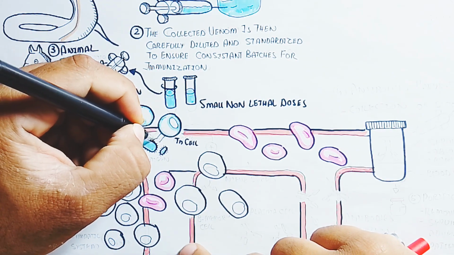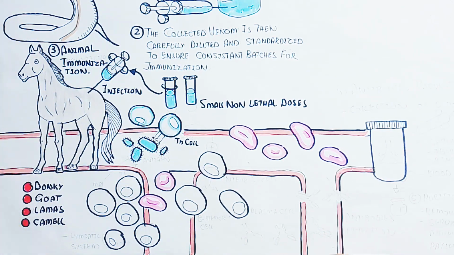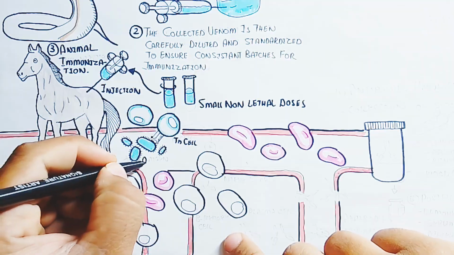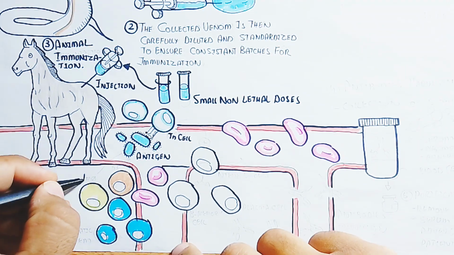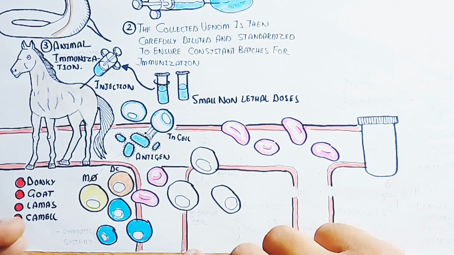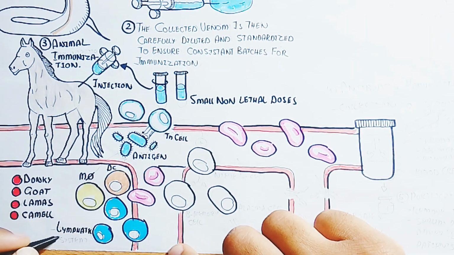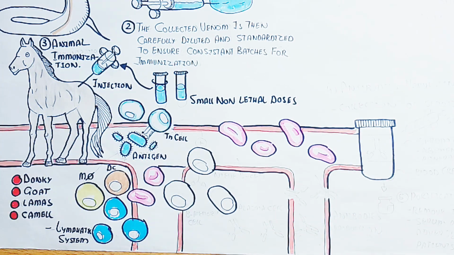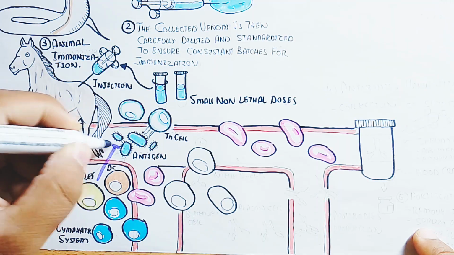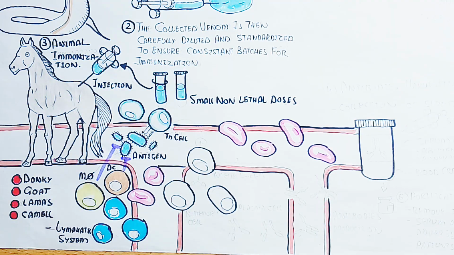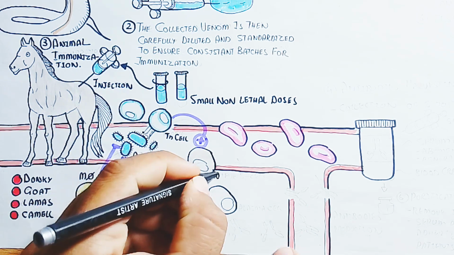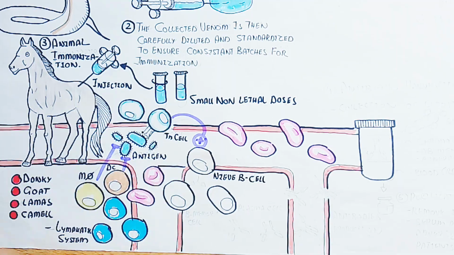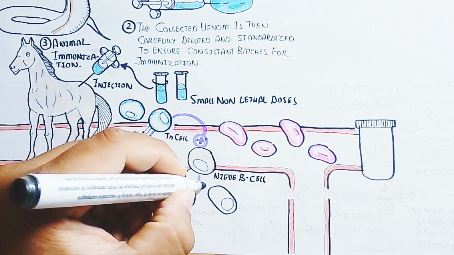The animal body will recognize this as an antigen and activate the T helper cell. The macrophage and dendritic cell also take up this antigen. After uptake of the antigen, through the lymphatic system, recognition by a T helper cell occurs, and the T helper cell helps to activate the naive B cell to proliferate into the plasma cell and B memory cell.